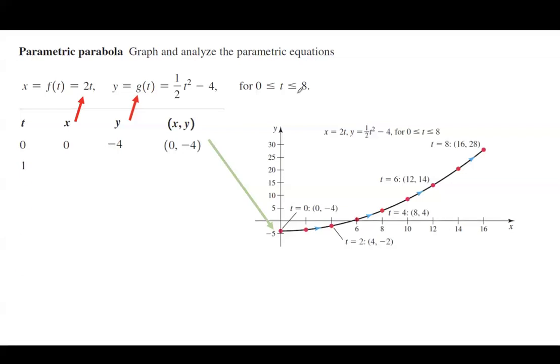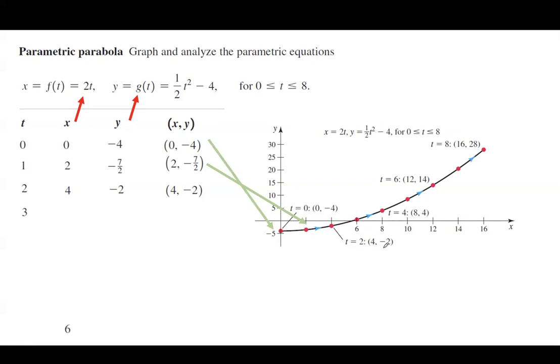Suppose t is equal to 1. So x becomes 2, and y becomes negative 7 over 2. You have 2 and negative 7 halves, which is your second point. Then assume t is equal to 2, x becomes 4, and y becomes negative 2. So the third point on the graph is 4 and negative 2, which is just this point here.